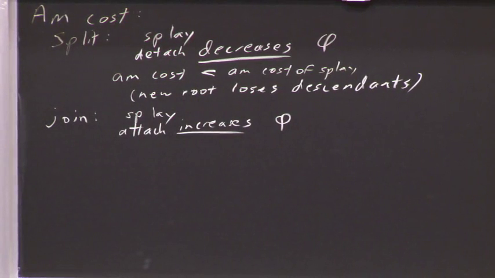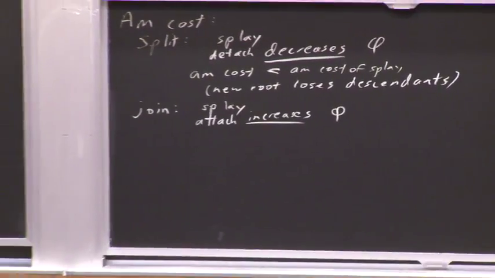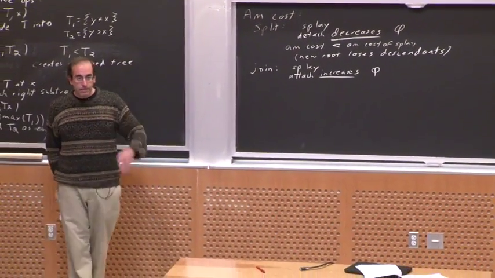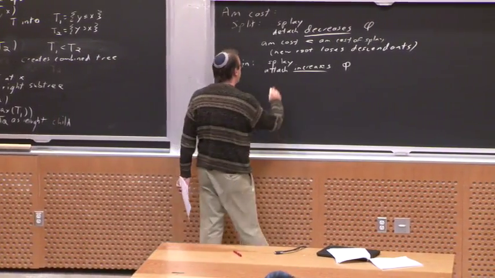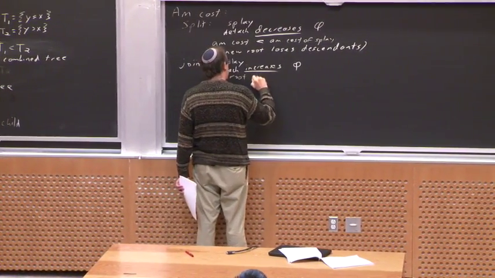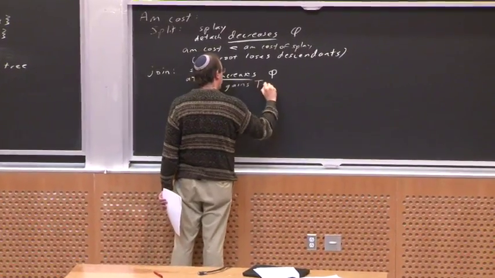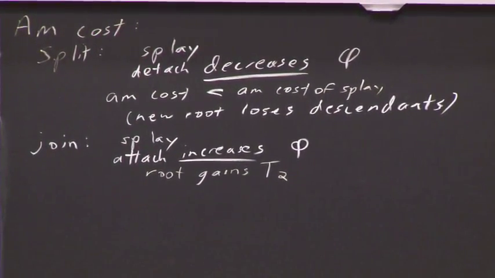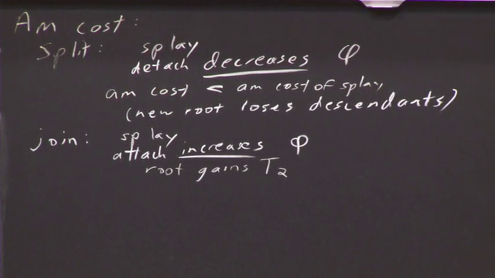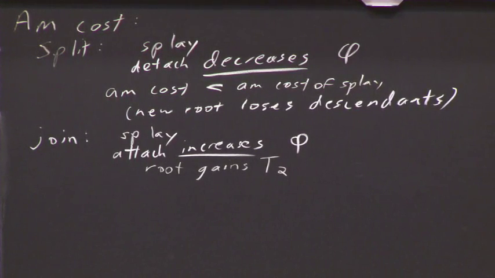Right? But by how much? I guess the root gains T2. So it increases by the rank of T2. Well, remember, the rank of T2 is already part of the potential because we were computing the sum of the potentials of the two parts.